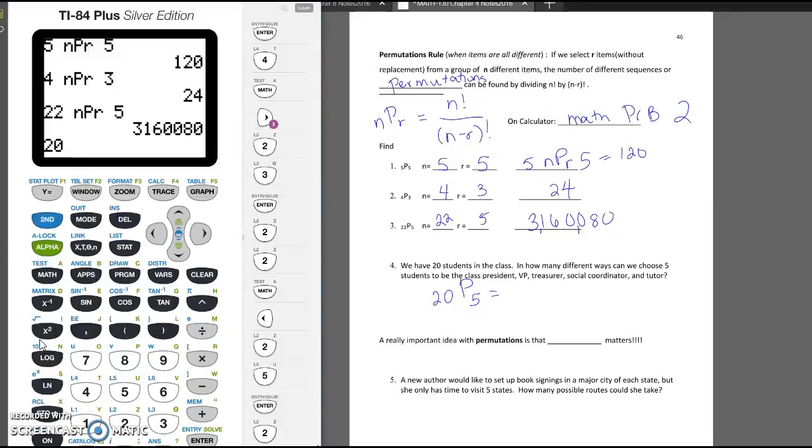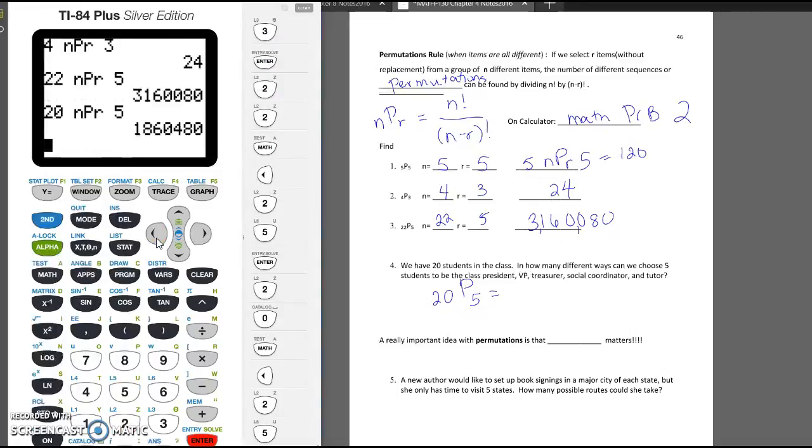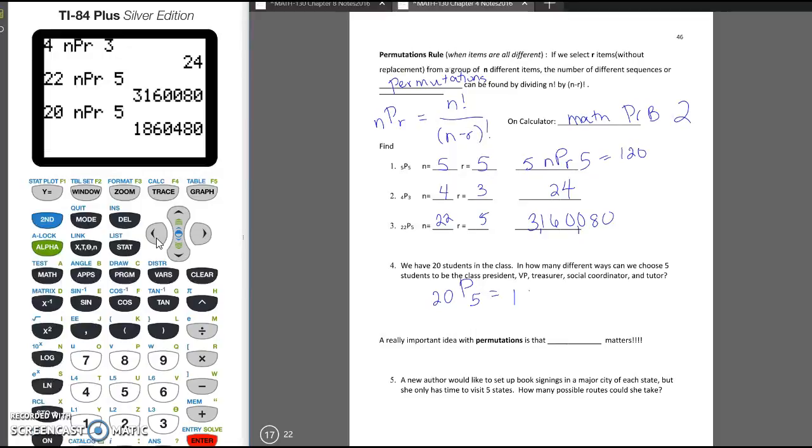So 20P5, and we would get 1,860,480. So over 1.8 million ways to choose that. And the really important idea is that with permutation, the order matters. So here we're saying the order that we pick the students, if we're going to pick president first and then VP, treasurer, matters. So another way you can see this is if you have a number of things and you want to know how many different routes you can take.